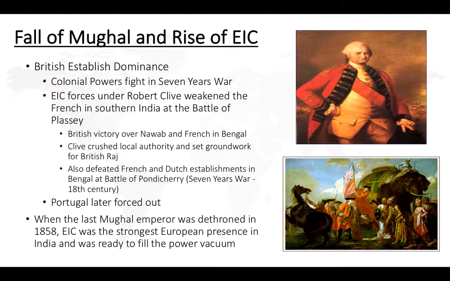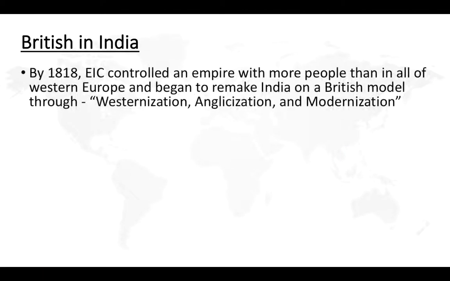When the last Mughal emperor was dethroned in 1858, the East India Company becomes the strongest European presence in India and was ready to fill that power vacuum that was left in terms of leadership in India itself. So we see the fall of an established empire in India leading to imperialism being more and more possible.